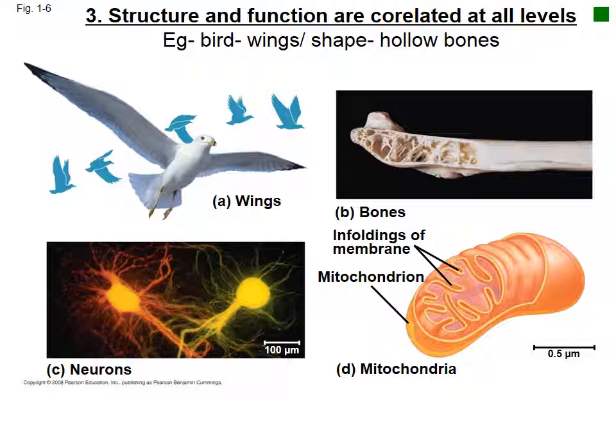So you look at the form of a certain creature, make observations, and understand how that form helps that particular creature. So basically, structure and function are correlated. Another example is the mitochondria.